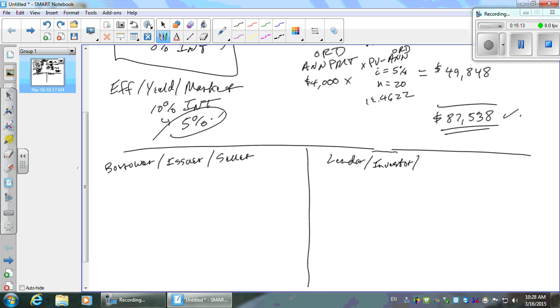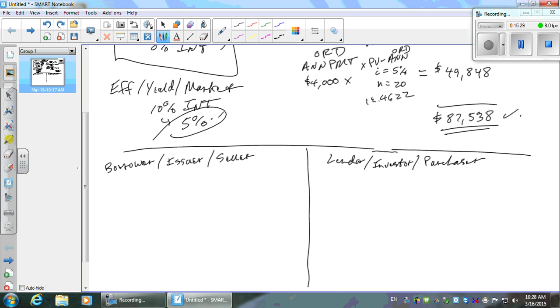And then if one side is the seller, the other is, I guess, the purchaser. Got the idea? Okay. Lender, investor, purchaser. I'm going to call it investment in bonds. If I'm issuing the bond, I'm going to call it a bond payable, right? If I'm buying the bond, I'm going to call it investment in bonds.